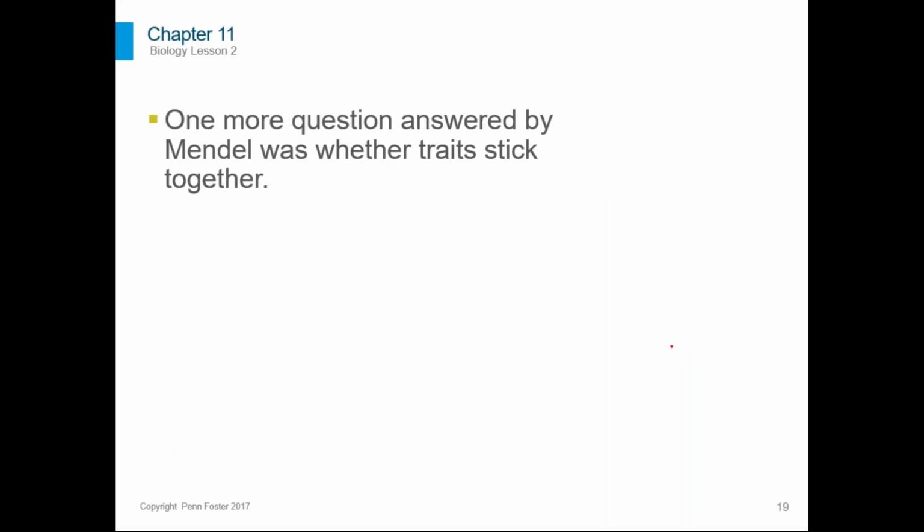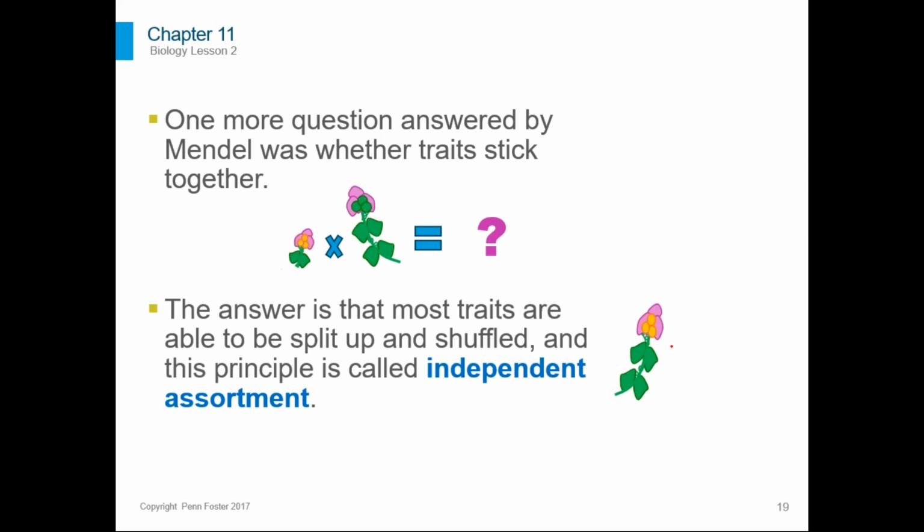And one more question that was answered by Mendel's work was whether traits stick together. If he had tall plants with green seeds and he had short plants with yellow seeds, what would happen if he crossed them? Would the height and color traits stick together? Would it be possible to get tall offspring with yellow seeds? The answer is that most traits are able to be split up and shuffled. And this principle is called independent assortment.